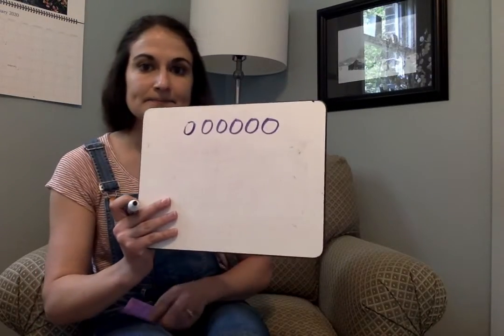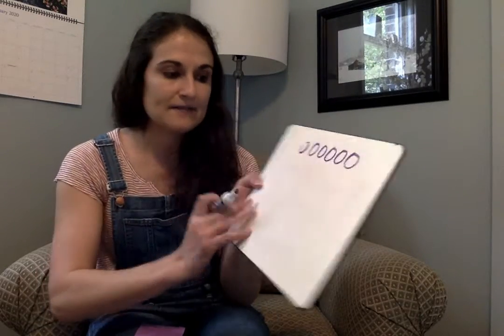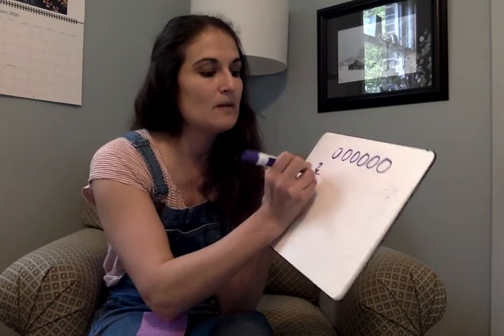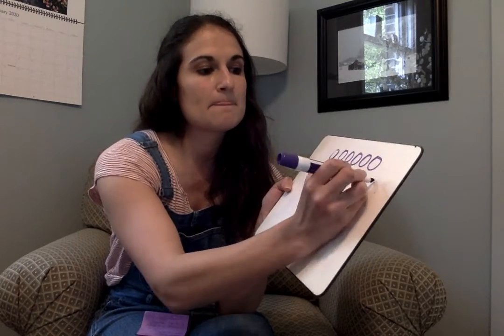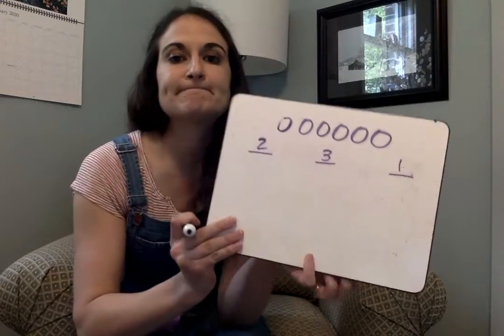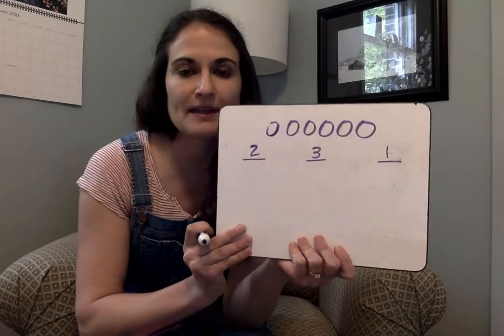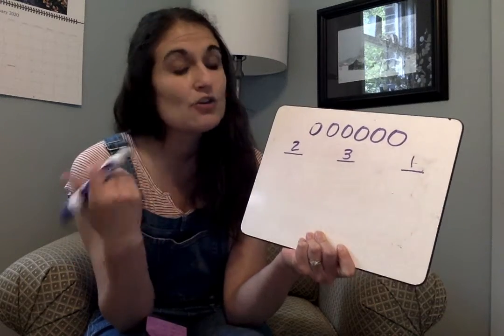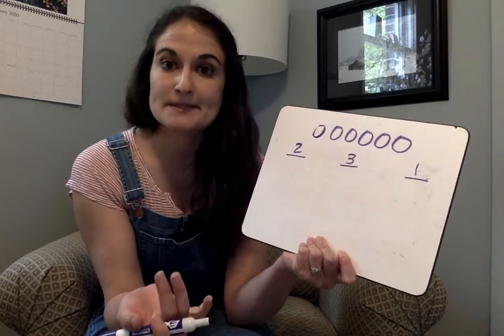Let's say I have a collection of pennies, and I have 6 pennies. How would I divide the pennies? How would I share them between 2 people, 3 people, and 1 person? Go ahead and figure that out. How would I share 6 pennies between 2 people? How many would each person get? 3 people and 1 person.